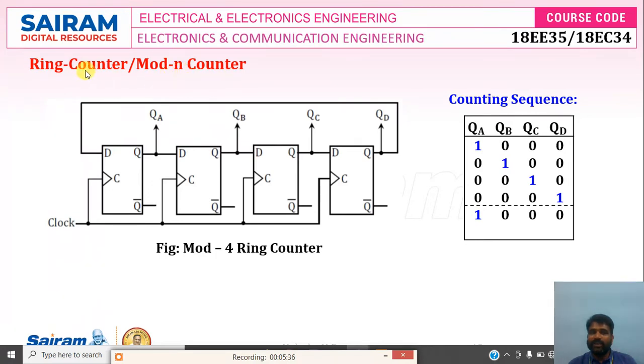Why is it called a ring counter? See here, the 1 will be ringing around. Clear now? The 1 will ring around. That is why it is called a ring counter.